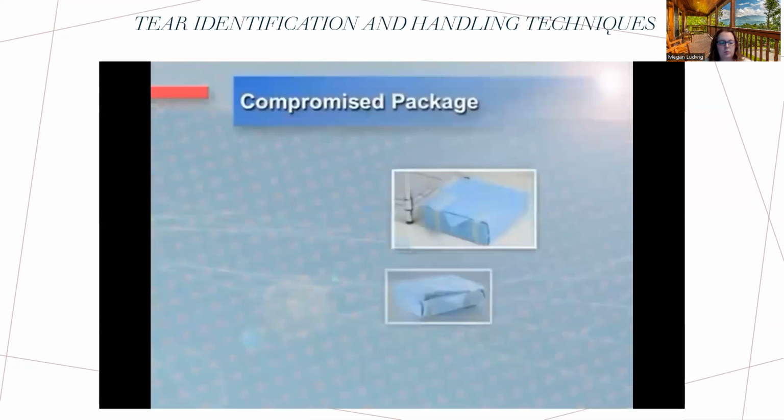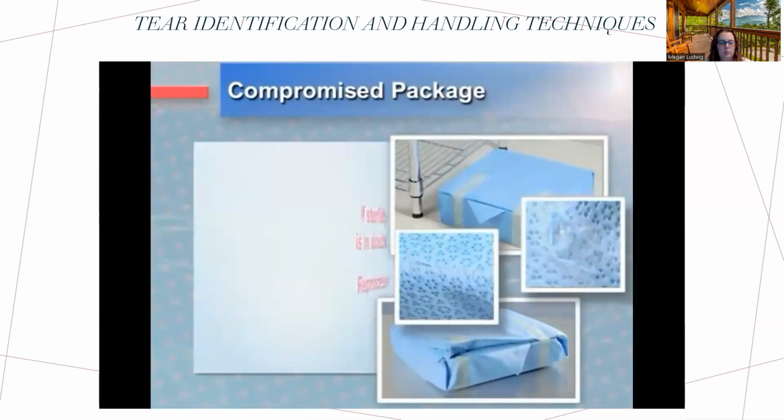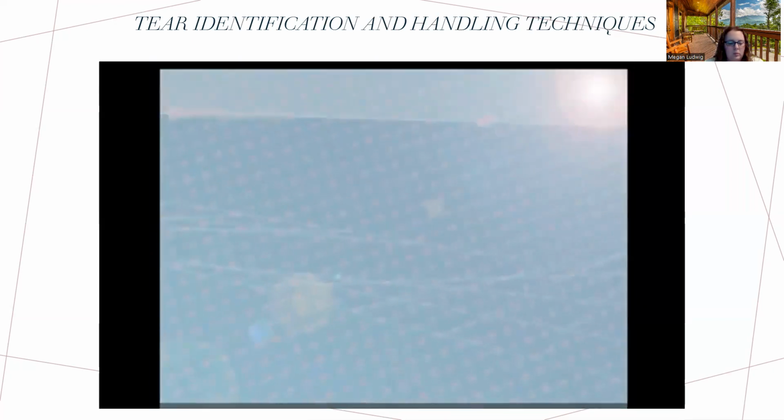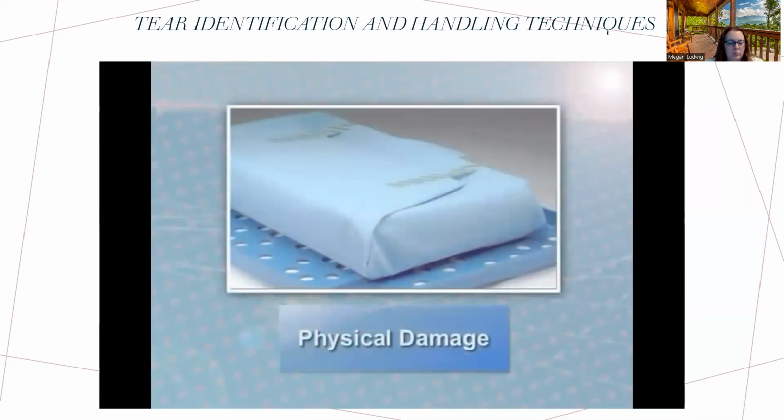Packages that are wet, soiled, torn, or dropped onto hard surfaces should be considered contaminated and unsafe for use. If there is any doubt about the sterility of the item, it must be totally reprocessed before it can be used safely. For the purpose of this program, we will focus on the third factor that can compromise the sterility of a wrap package: physical damage.